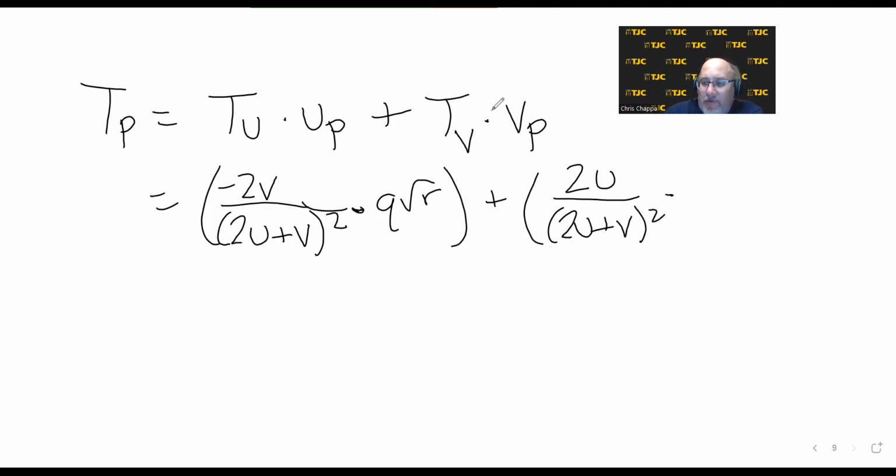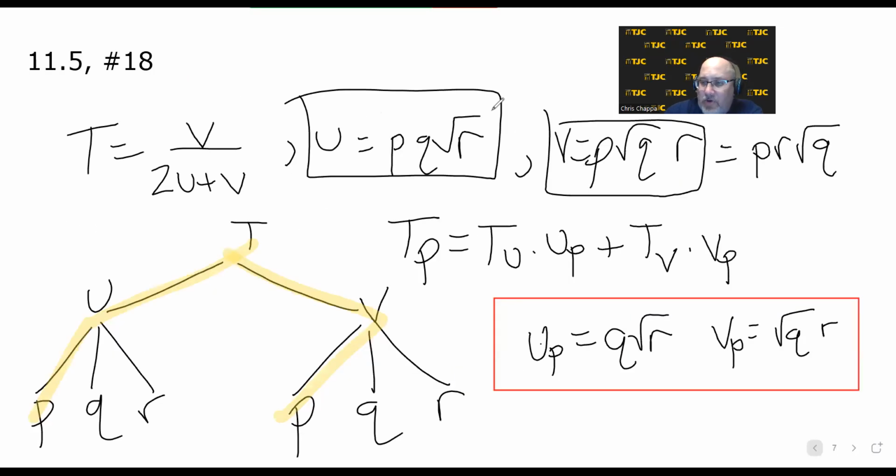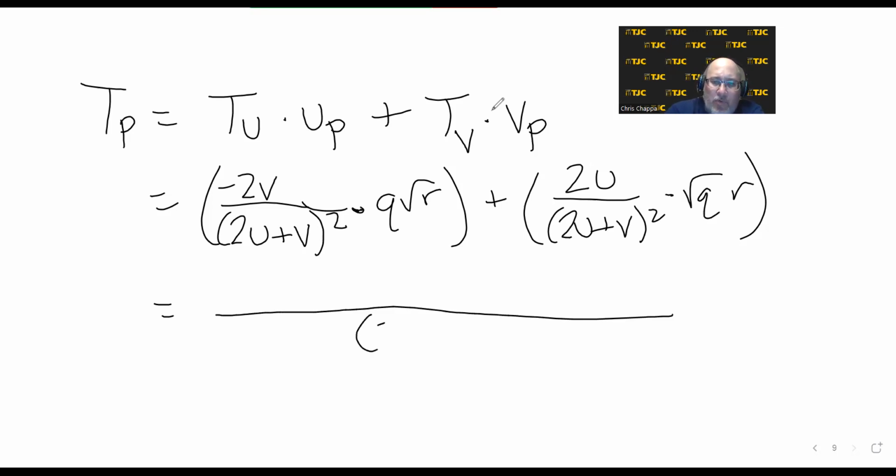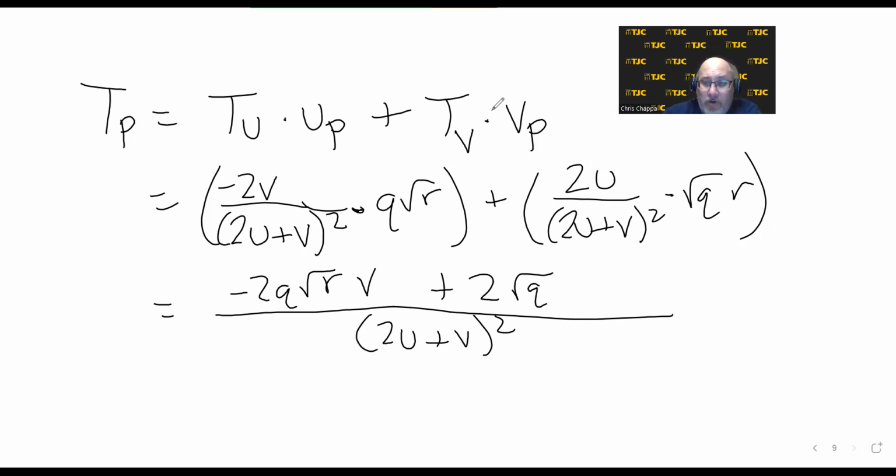And then the partial derivative of v with respect to p was square root of q times r. And can we possibly make this any better? Well, I guess we could merge all the fractions together into one giant fraction because they have the same denominator. I don't know if there's a benefit to that or not, but we'll call it 2u plus v squared in the denominator. And in the numerator, our first numerator will be 2q squared of r v. And our second numerator will be 2 square root of QR u.